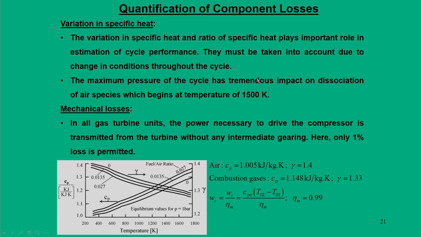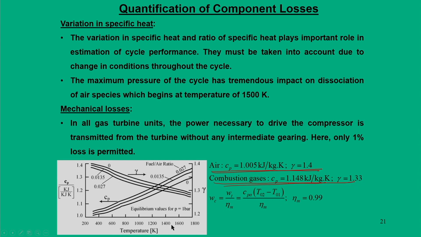So, because of this reason we take the specific heat value for the compressor side as that for air, and the specific heat value for the turbine side, which we call combustion gases, is taken differently. Cp for air you can retain as 1.005 kilojoule per kg Kelvin, with gamma 1.4, and for combustion gases we take Cp as 1.148 kilojoule per kg Kelvin and gamma equal to 1.33.